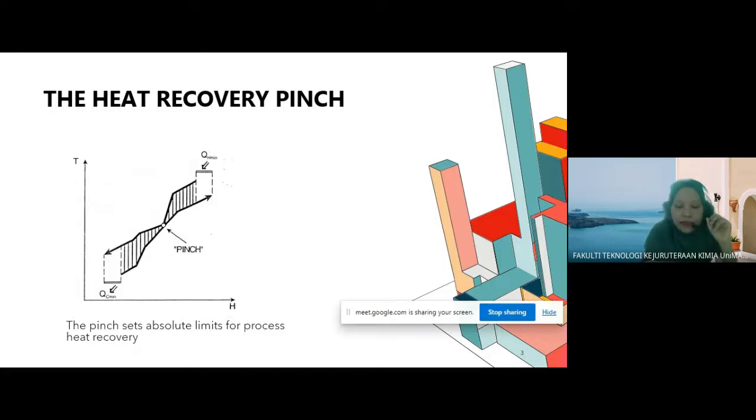And you can also minimize the external utilities, the delta H from the heater and cold utilities, for example cooling water, right? So that's the importance of the delta T min value, right?